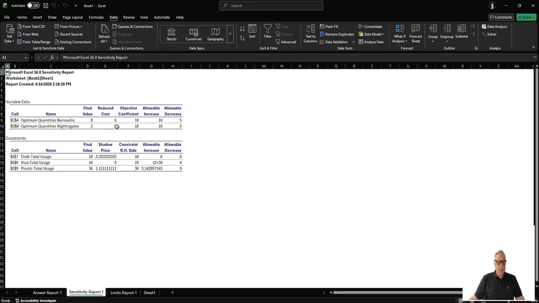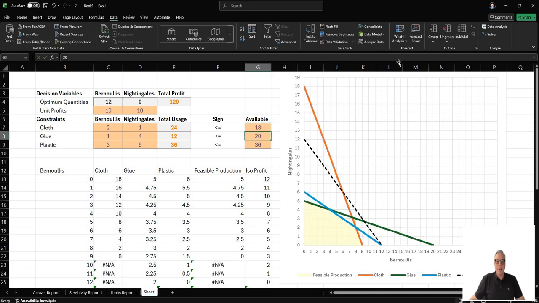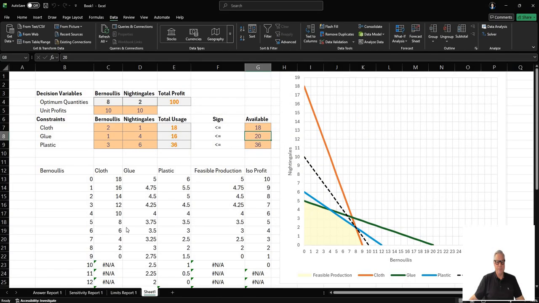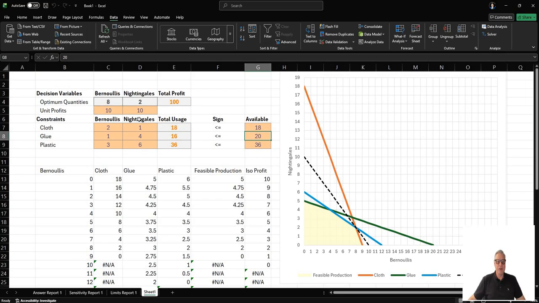I still want to talk quickly about reduced cost. So let's go back again to where we started, which is we had 18, and so we should see 8 and 2. Let's go to solver, and now we are back to 8 and 2. And the sensitivity report shows you under reduced cost 0, 0. So let's consider the example, and let's create a new sensitivity report.